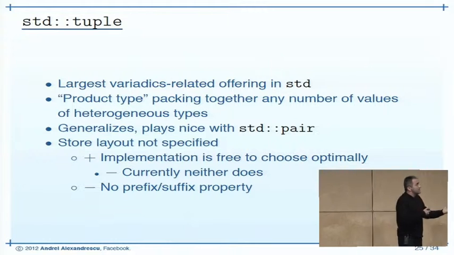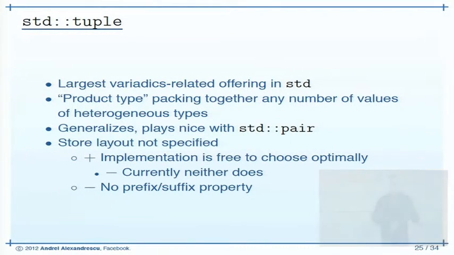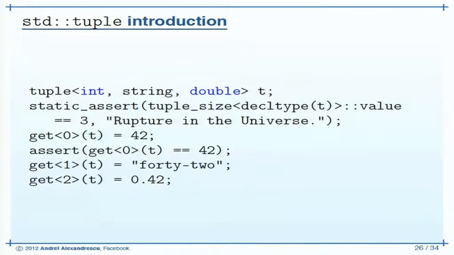Getting back to this, the issue here is that in tuple, store layout is not specified. So anybody can choose any layout. If you have a tuple of int, double, and string, you don't know where they go, right? They're going to be contiguous, but you don't know exactly where they go. And it turns out that everybody puts them in the wrong way.